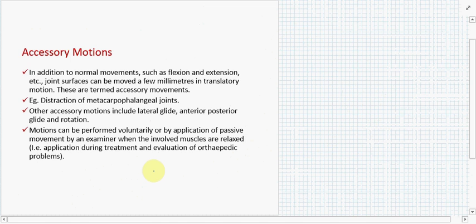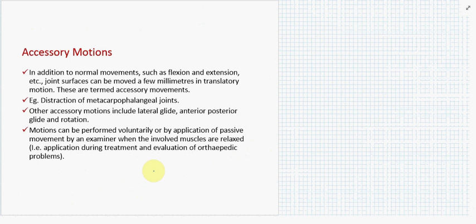Additional movements such as flexion extension require the joint surfaces to be moved several millimeters. And these are, remember, termed accessory motions. So distraction of the metacarpophalangeal joints would be an example of that. Oftentimes in rehabilitation, or in motions whereby we try to increase flexibility in a joint, we use accessory motions in order to facilitate that, right? We use elastic bands to cause some distraction, and that distraction allows us to engage in a little extra mobility. So really important, again, strategy in order to facilitate flexibility and range of motion movements.